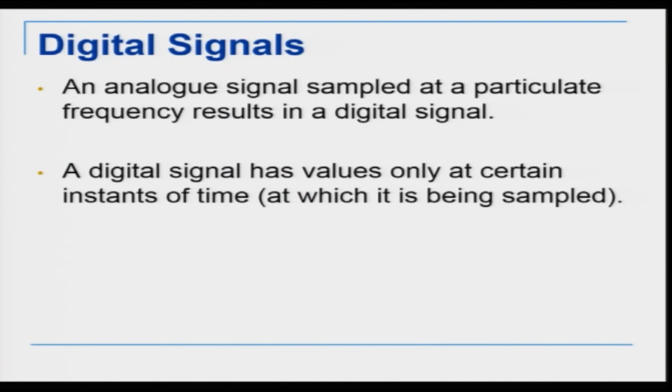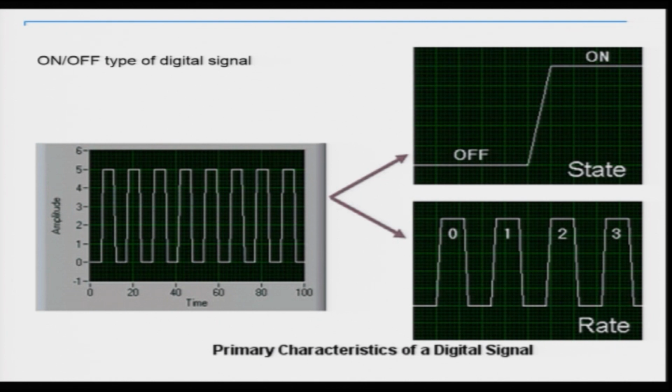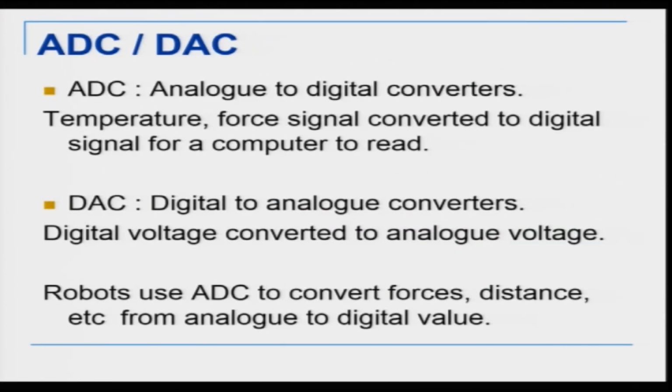Now, digital signals are sampled. So, analog signals are sampled, and then they have values only at certain instances of time at which they are being sampled. Okay. So, a digital signal will look, say, for example, analog signal is being sampled. So, it is going to have values only at particular instances of time. So, the analog signal is being converted to digital, and then it is being given to the computer. Now, ADCs convert analog to digital signals, DSCs convert digital to analog signals, and robots use ADCs to convert force, distance from analog to digital values. So, the robot would be having ADCs and DSCs in particular channels.